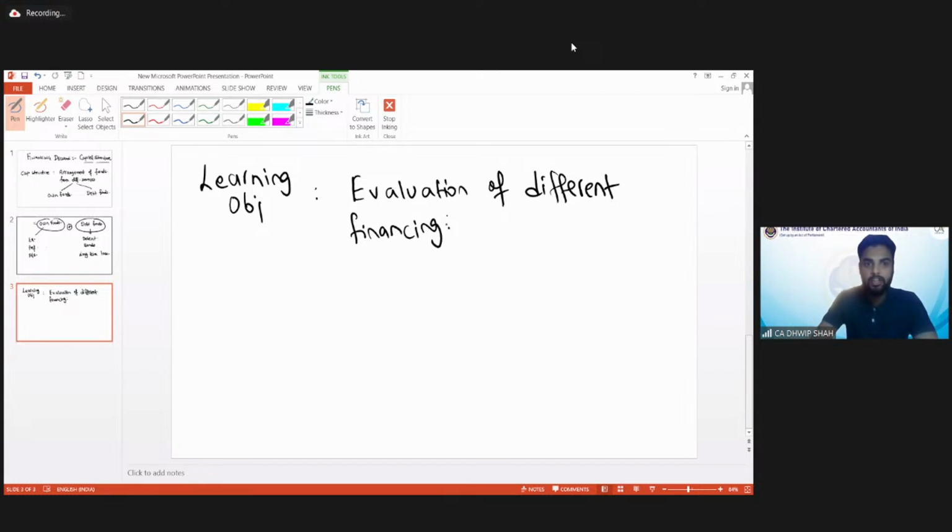But our objective is to select the best financing plan. Yes or no? There would be different financing options available to you.